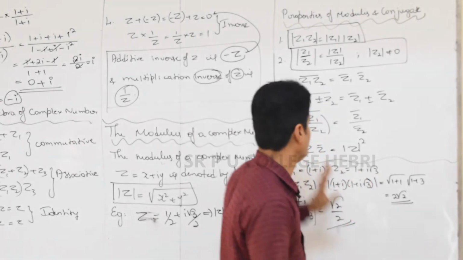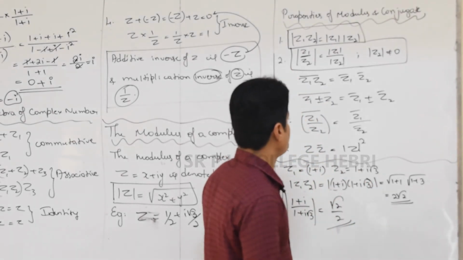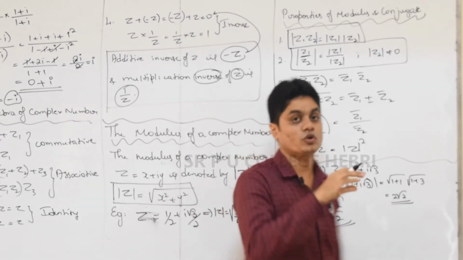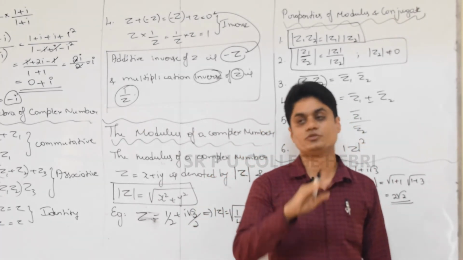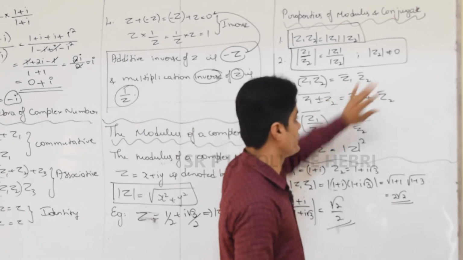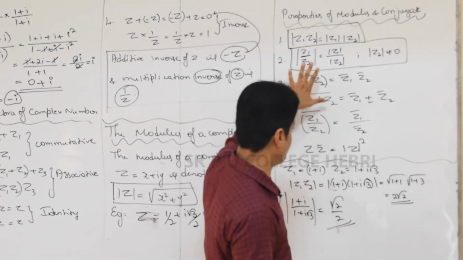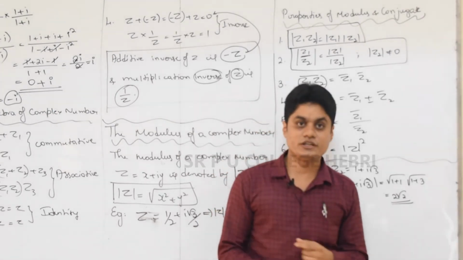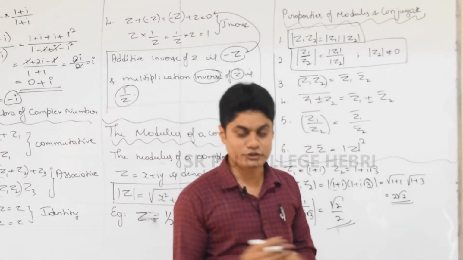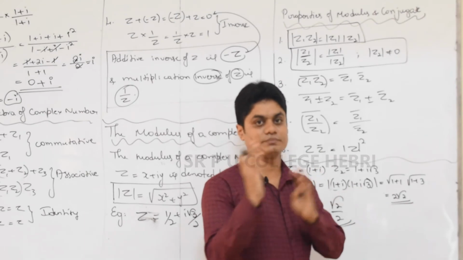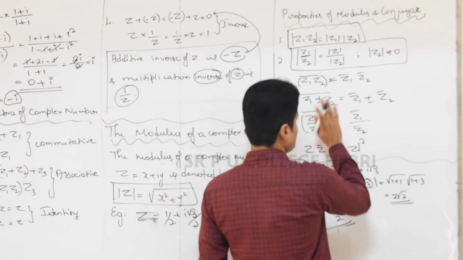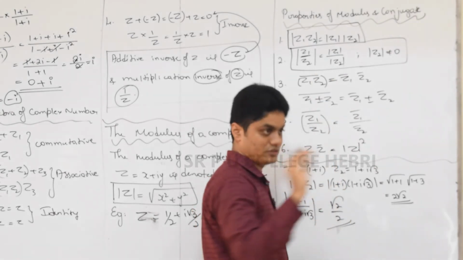Okay. Next, z1 into z2 whole bar, not modulus. z1 into z2 whole bar is equal to z1 bar into z2 bar. Same type. If you want to find the conjugate of the product of two complex numbers, you need not multiply the two complex numbers; find the conjugate separately, then multiply. So almost the work is the same, but here conjugate comes instead of modulus.